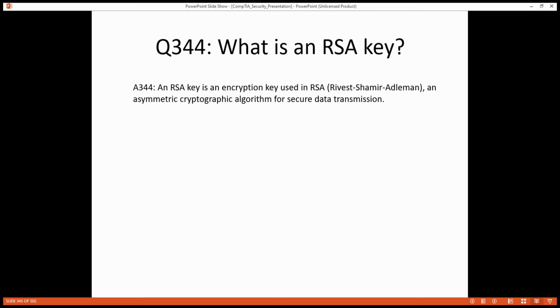Q344. What is an RSA key? A344. An RSA key is an encryption key used in RSA, Rivest-Shamir-Adleman, an asymmetric cryptographic algorithm for secure data transmission.